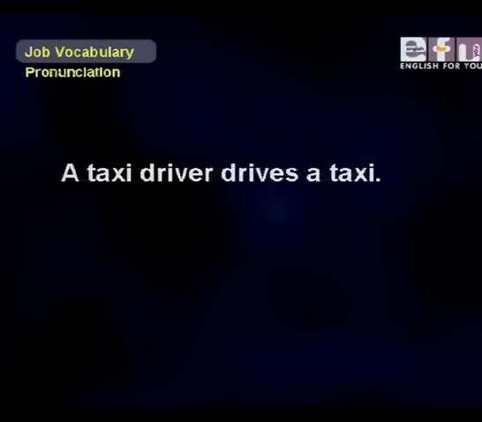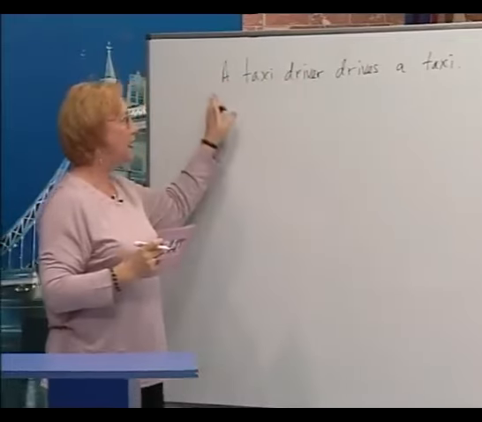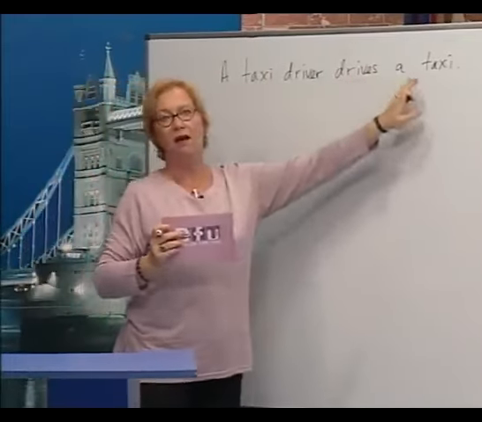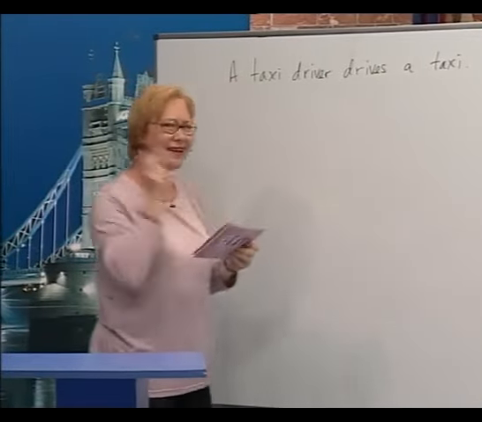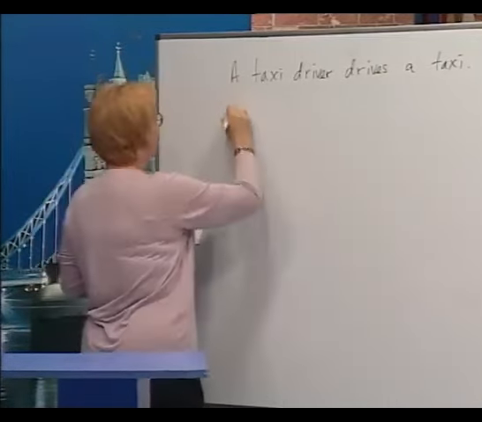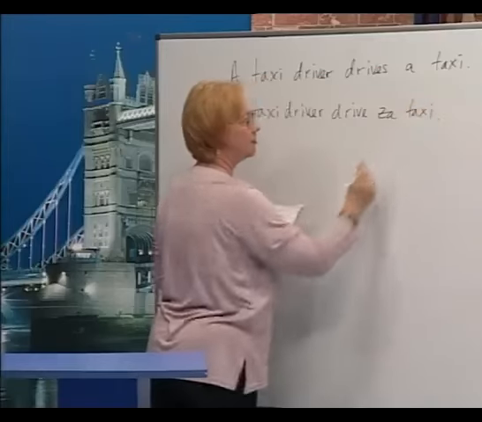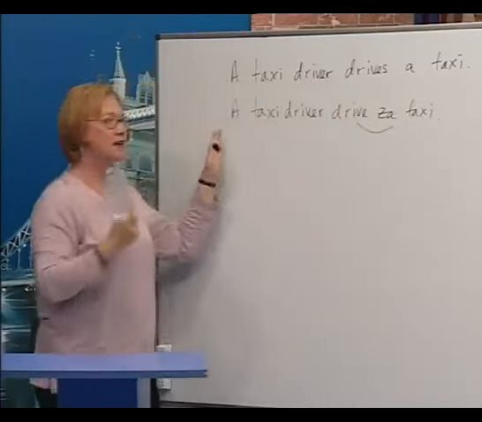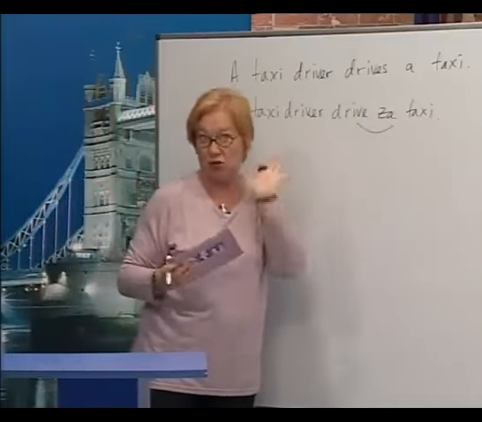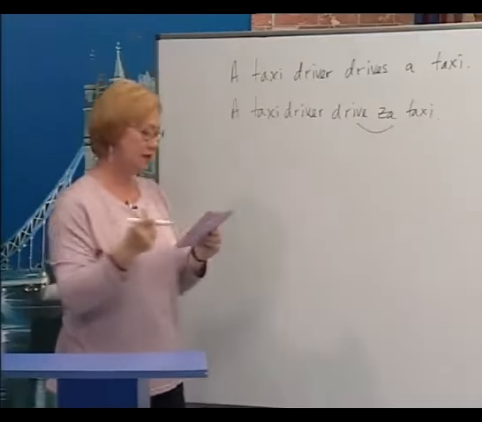For example, let's use this sentence. A taxi driver drives a taxi. So one by one, a taxi driver drives a taxi. But we put it together. It sounds like this. Don't write it like this. A taxi driver drives a taxi. Okay, so these go together. A taxi driver drives a taxi. This is for the sound only. All right?